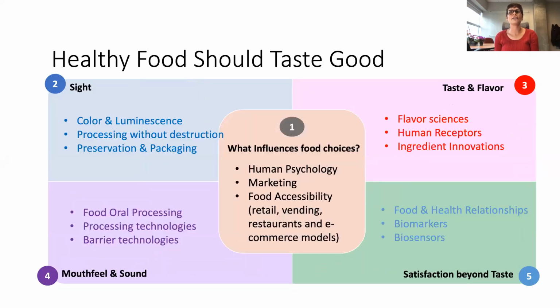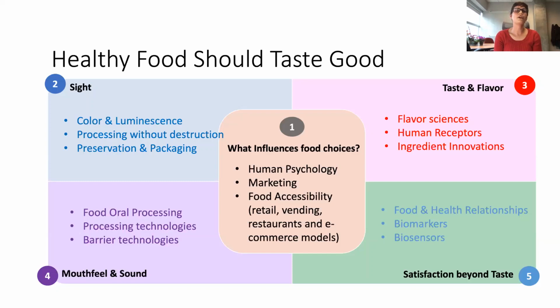So, ways that we could tackle this. In terms of what influences food choices: human psychology, marketing, and food accessibility, so retail, vending, restaurants, and e-commerce models. Again, talking about food deserts, there are places where it's difficult to send fresh produce because they don't have the transportation and the distribution is not perfect. So can you design foods with a longer shelf life, that can be shelf stable? Again, taste and flavor: we can work on flavor science, human receptors, and ingredient innovations. All those things play a big role in how taste and flavor are developed.